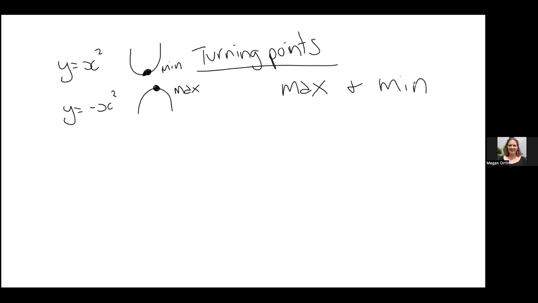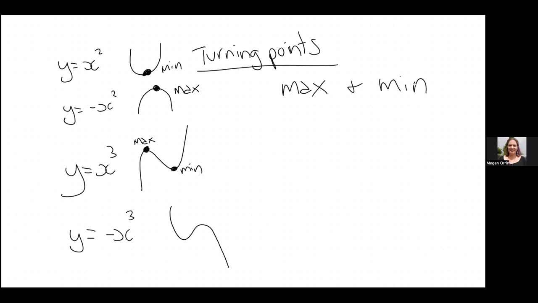The same is true for cubic graphs. So if I say y equals x cubed, does it start at the bottom or the top? Bottom. It looks like this. There are two turning points. Which one comes first? Right, a max. This is a max. This is a min. So if it's a positive cubic graph, you start with the max on the left and the min is on the right. And then the opposite is going to be true for my negative cubic graph. I'm going to hit a minimum turning point first and then a maximum turning point second.